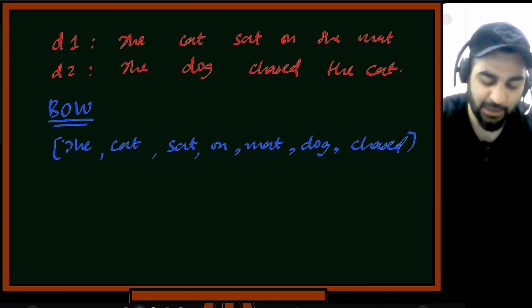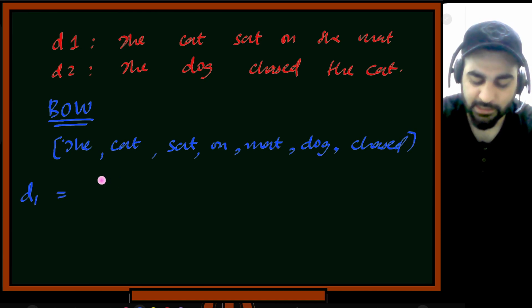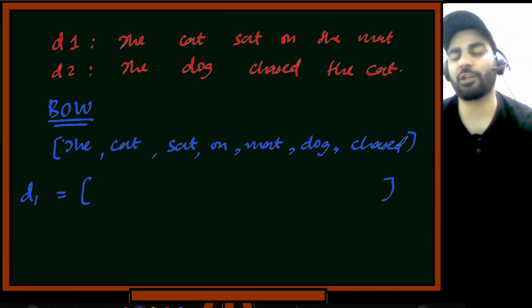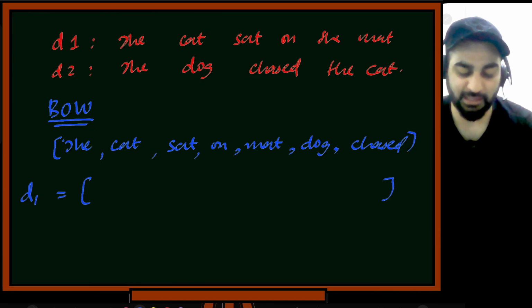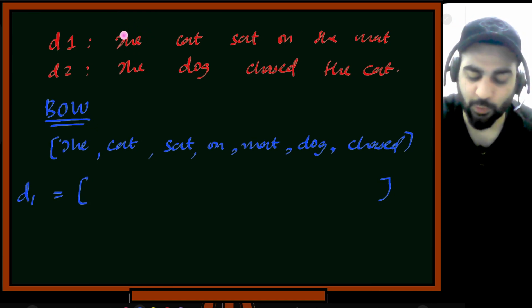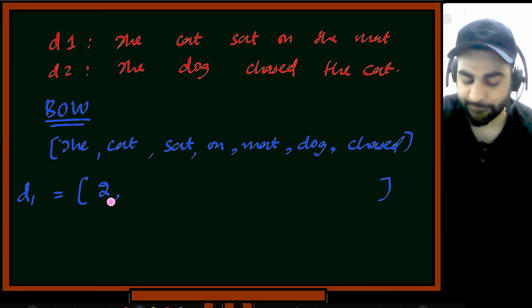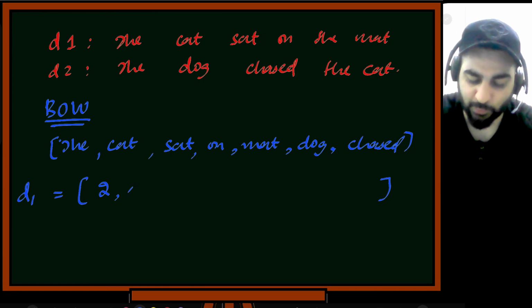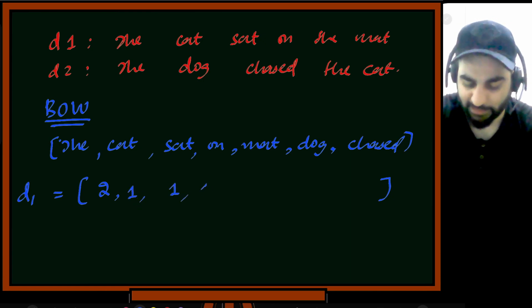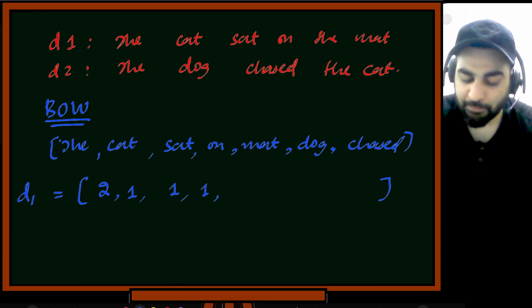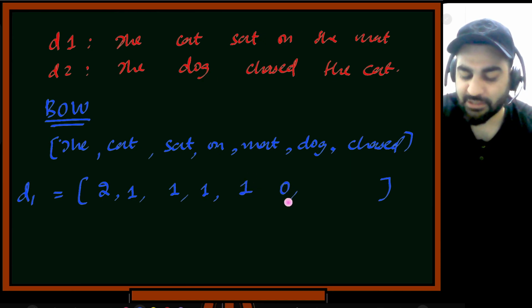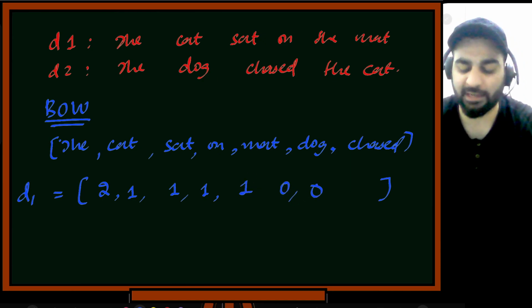Now for D1, I will have to create this. What is the vector corresponding to D1? The bag of words vector, basically. If you see this, "the" appears 2 times here. Cat appeared 1 time. Sat also 1 time. On 1 time. Mat 1 time. Dog 0 times and chased 0 times. So this is the vector representation of D1.